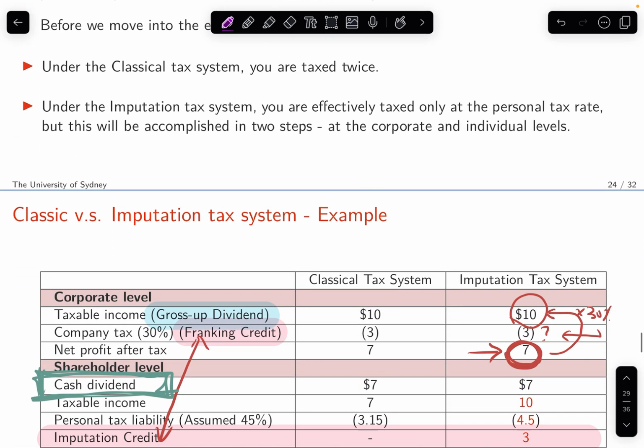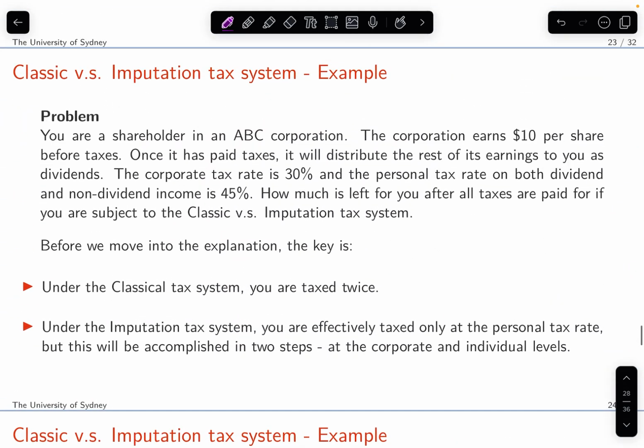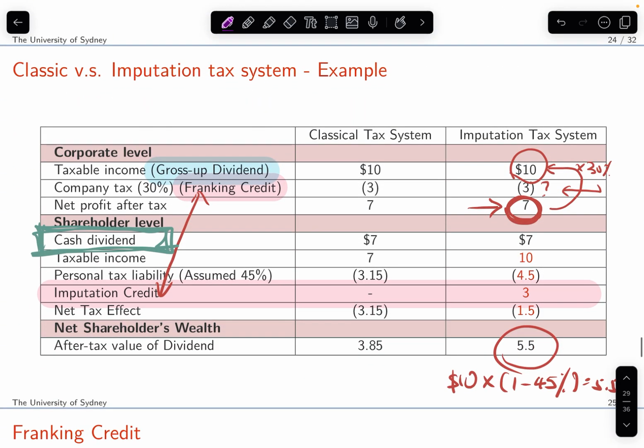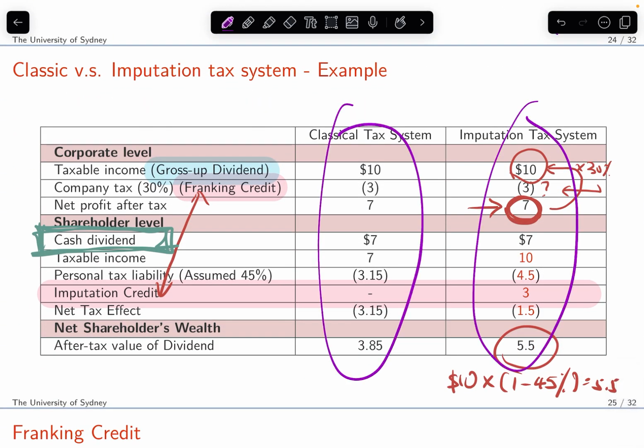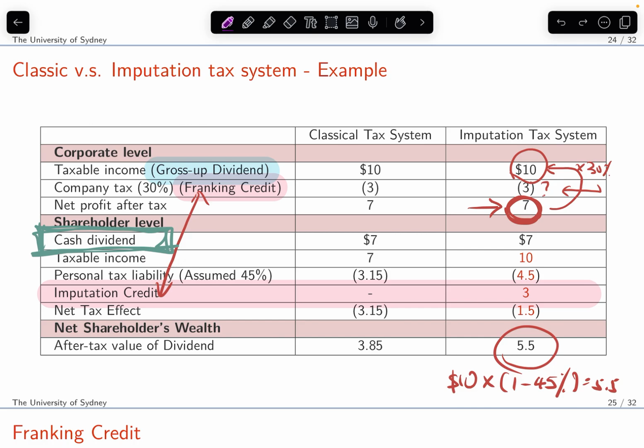So here's an example here. Let's pause the video and read this example. So here's the classical U.S. system, and this is the Aussie system. So in the U.S. system, we have $10 of company income. So the company pays 30% of taxes. So the company now has a net profit after tax of $7.